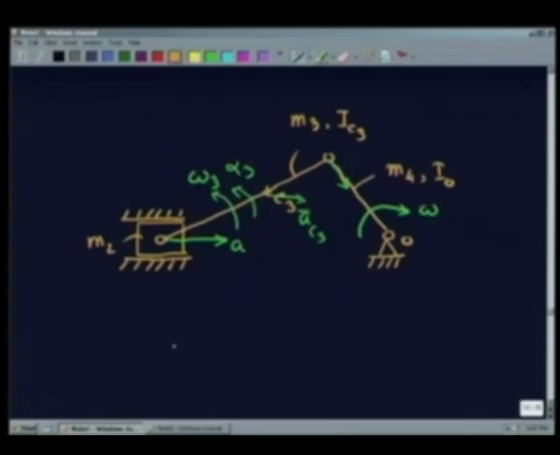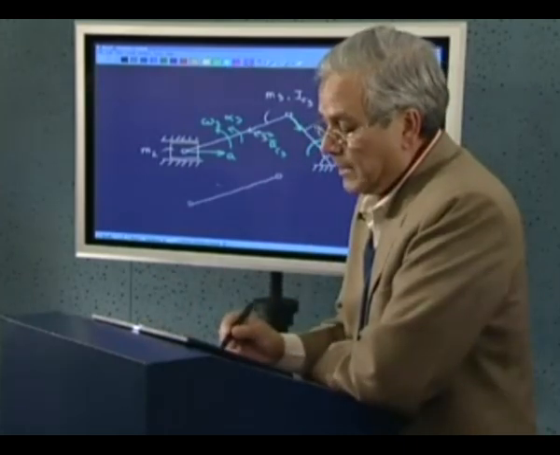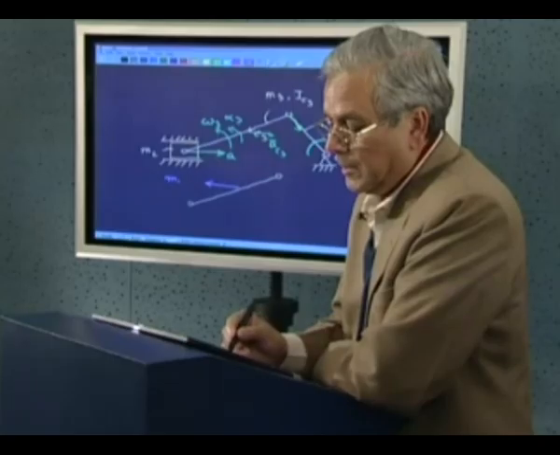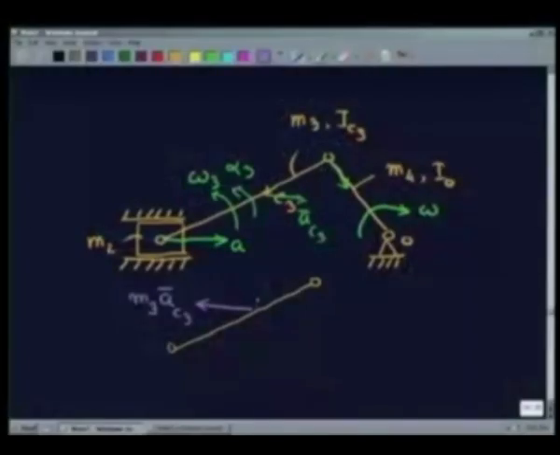So if we separate it out, what will be the inertia force and moment on this? We know that the inertia force will act here, which is nothing but the mass of link 3 into the acceleration of the center of mass 3. The moment will be, it will be minus, the moment will be what? Minus Ic3 alpha3.